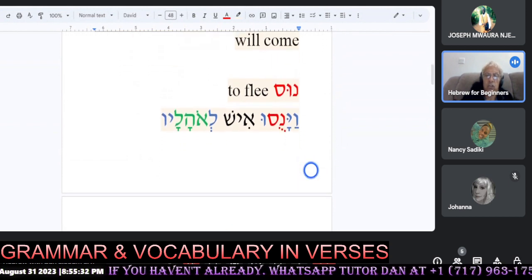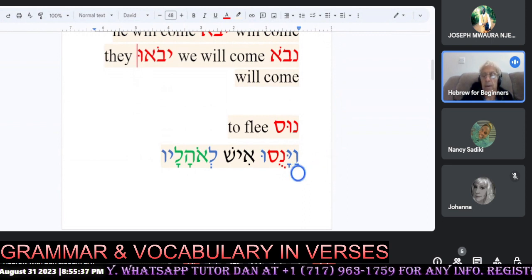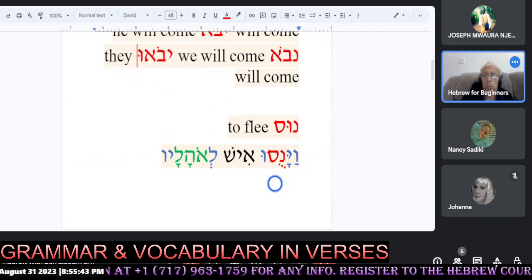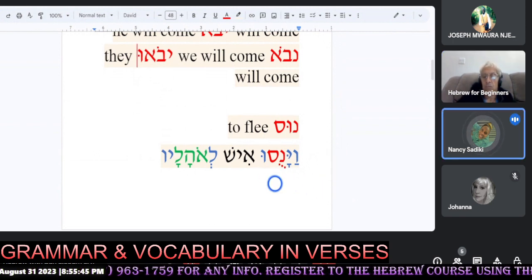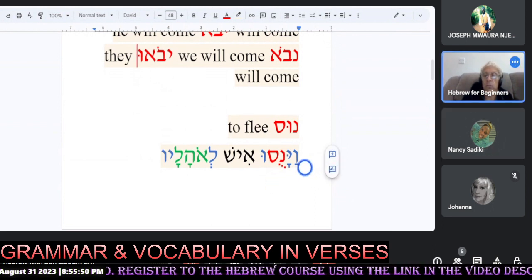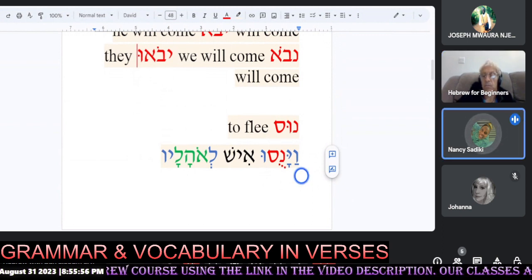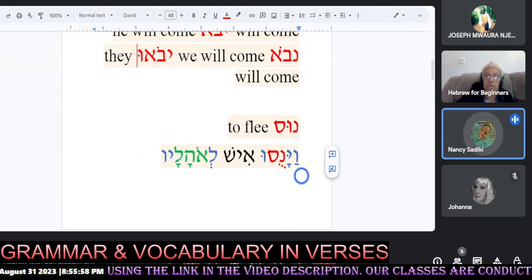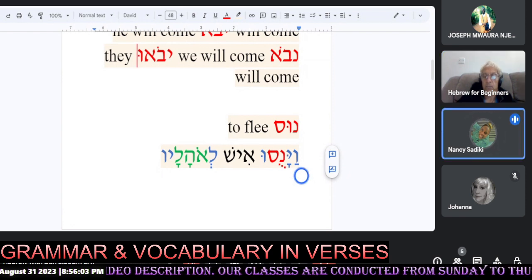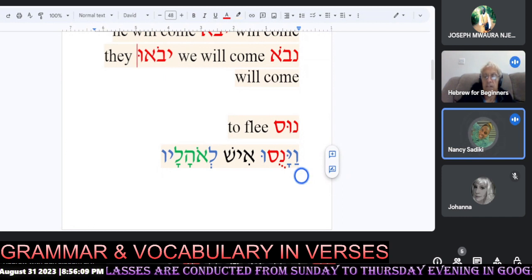Then we have nus, to flee. And here you see that same idea, like you have Yavou. Do you see Yanusu? They will flee. Right. And then when we say Vayanusu, it means they fled. It turns it back to the past tense. Vayanusu, they fled. Yanusu, they will flee. Vayanusu, they fled. Exactly.